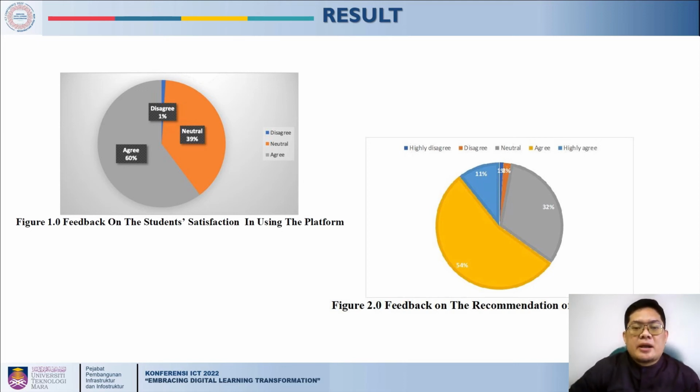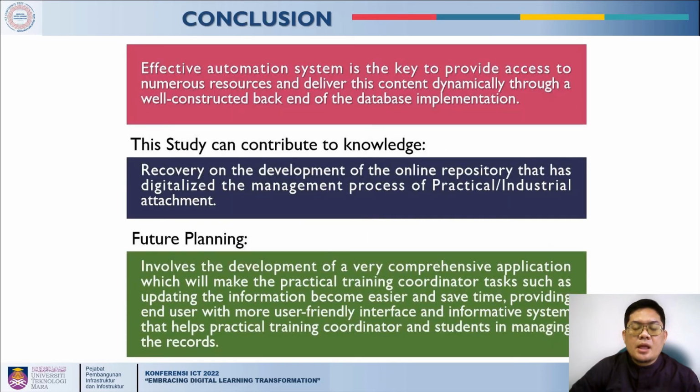The next pie chart is the feedback on the recommended solutions for the ineffective use of data for practical training. As you can see, most of the respondents agree that this system will help both students and academic staff to smoothen their work in managing any information related to practical training. All right, moving to the next slide.